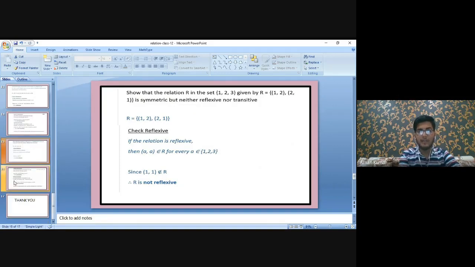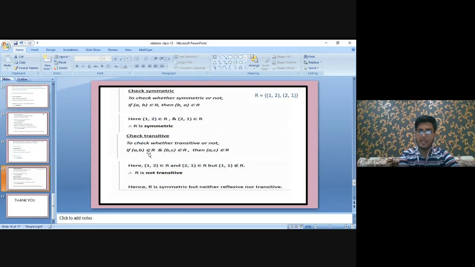Now next we are going to check symmetricity and transitivity. R is defined as the set of ordered pairs (1, 2) and (2, 1). Symmetricity says to check whether, if (a, b) belongs to R, then (b, a) must also belong to R. That means a is related to b and b must also be related to a in the opposite manner.